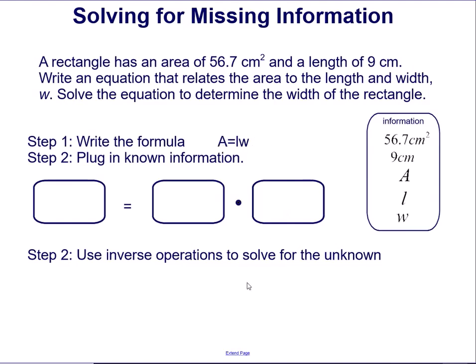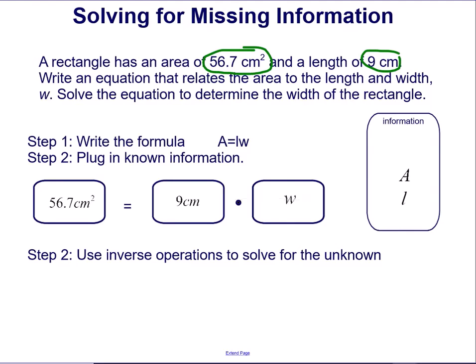Then in step 2, we plug in the known information. The first thing that we're told is that the area is 56.7 centimeters squared. So I can plug that in to where the area goes. The second thing that we are told is that the length is 9 centimeters. So I am going to take the length, which falls here in the equation, and substitute in the length. The width, or W, is what is unknown. So I put that there.